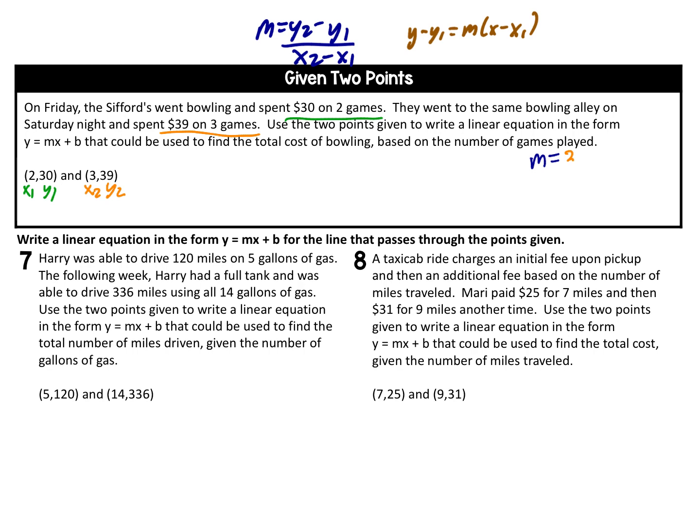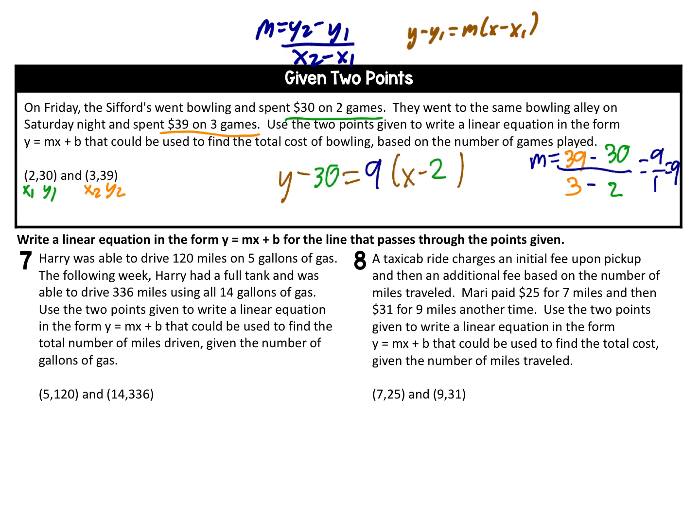That means 2 is our x1, 30 is our y1, 3 is our x2, and 39 is our y2. That means our slope is 39 minus 30 over 3 minus 2, which is 9 over 1. We can plug our slope of 9 as well as our first point, (2, 30), into point-slope form. We then get y minus 30 equals 9 times the quantity x minus 2.